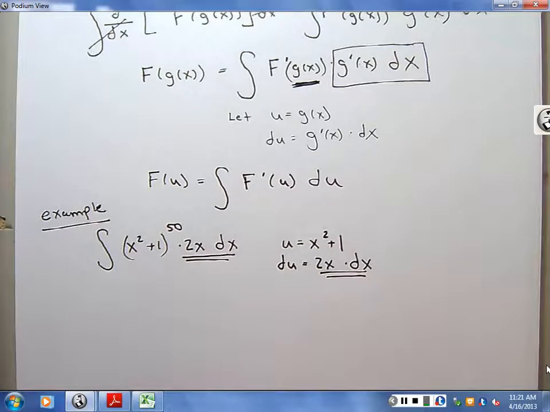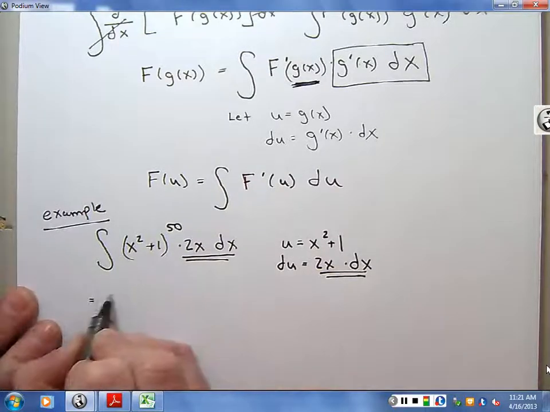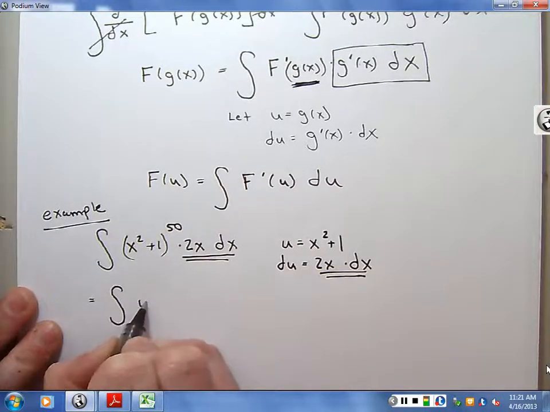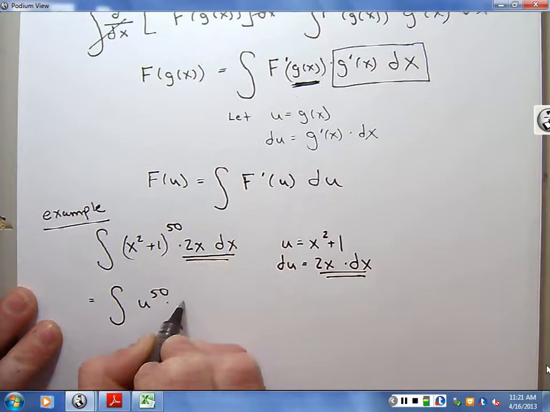It will always have to end up being true that it might be off by a constant, and you use something to manipulate it. So if this 2 wasn't here, I would have to put the 2 here and then divide by a 2, so I end up with 1/2 as a constant to pull out. You can always manipulate it by a constant. If you manipulate the top and bottom by a constant, you haven't changed the integral. So here, rewriting this, I would have the integral of u to the 50th times du.